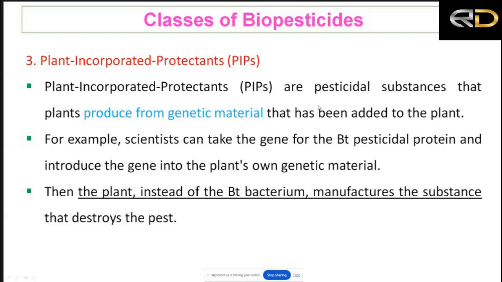So, for example, scientists have taken out the gene for the Bt pesticidal protein, the gene responsible for antimicrobial production. They introduce it into the plant's own genetic material. Then the plant, without the Bt bacterium, will be able to manufacture the substance and destroy the pest without any application of Bt bacterium. So this is the third class of biopesticide. These are all about the biopesticides.